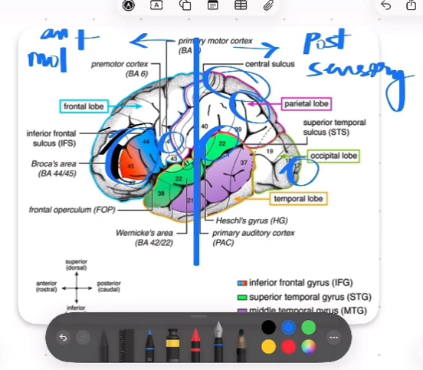Next, we have area 43, which is gustatory or taste area. 43, gustatory or taste area, which is in the inferior part of the parietal lobe and posterior to the general sensory area of the mouth. So inferior part of the parietal lobe, it is gustatory or taste area, which is area 43.